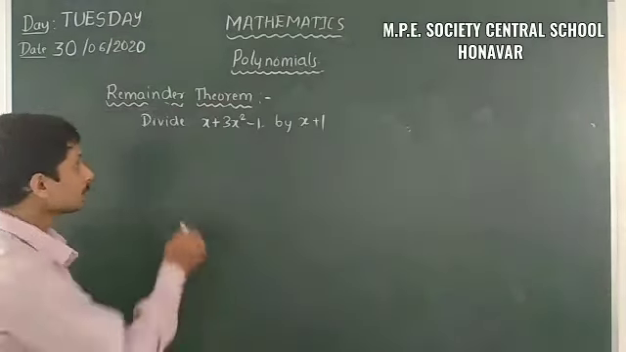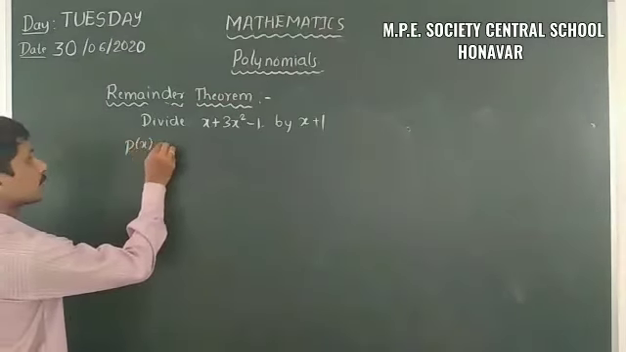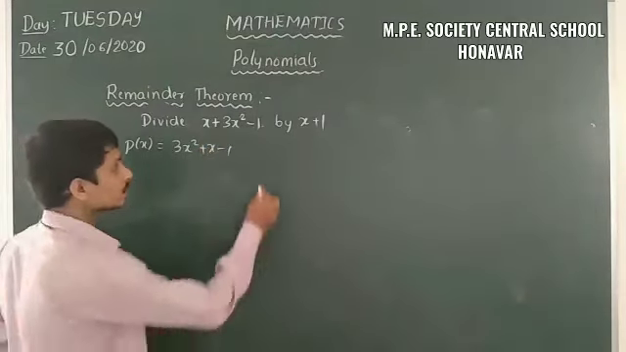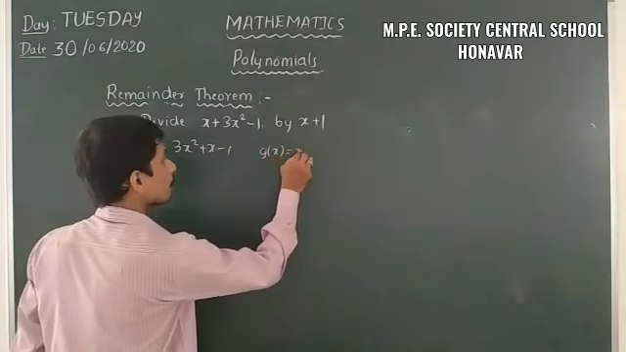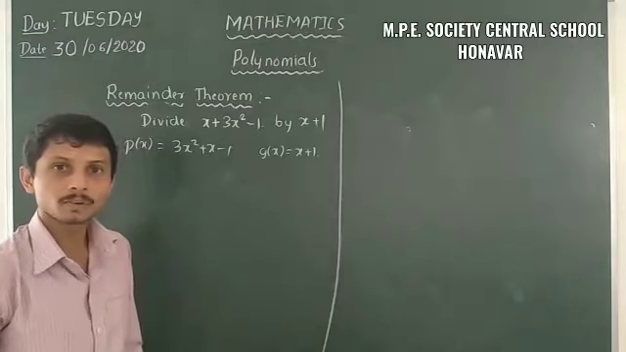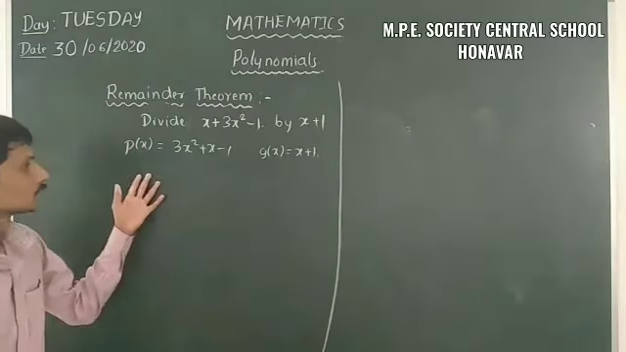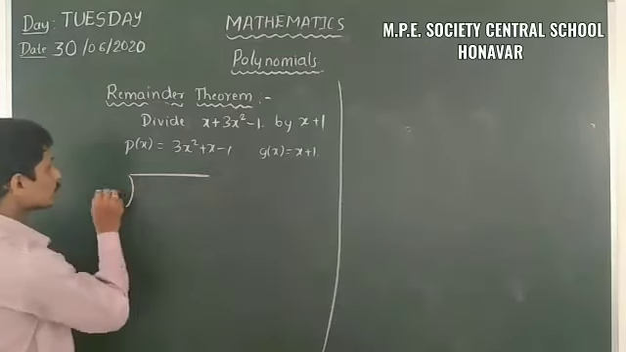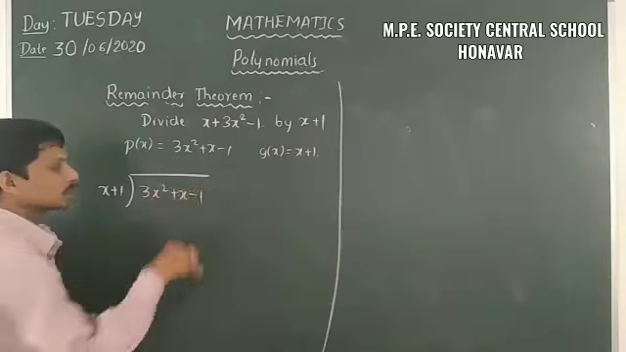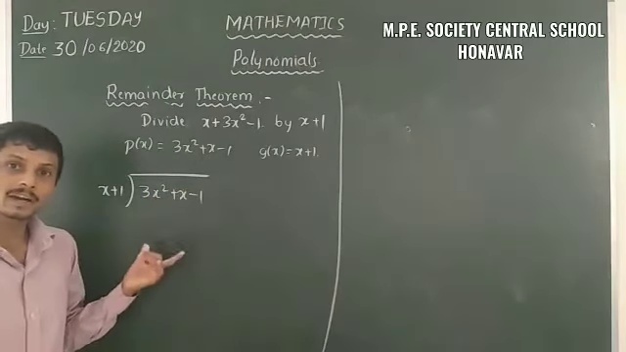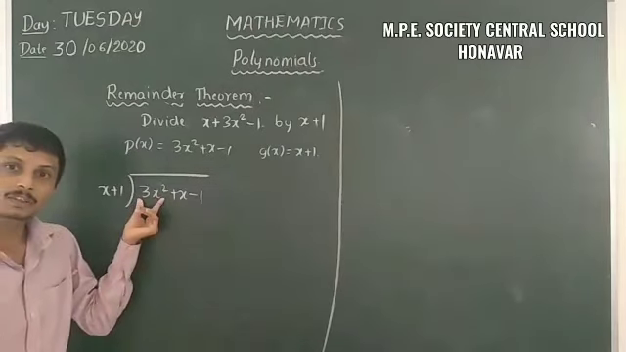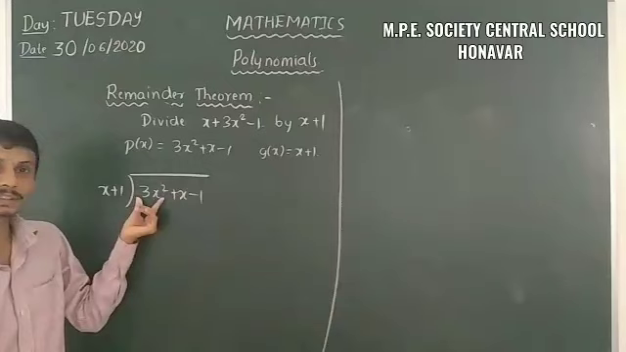So let us take p of x is equal to 3x square plus x minus 1 and g of x is equal to x plus 1. So I will part this blackboard for my purpose. Here we have to divide these two polynomials, x plus 1 and 3x square plus x minus 1. In dividing the two polynomials, we have to first consider the first term of the polynomial. So here 3x square and x.